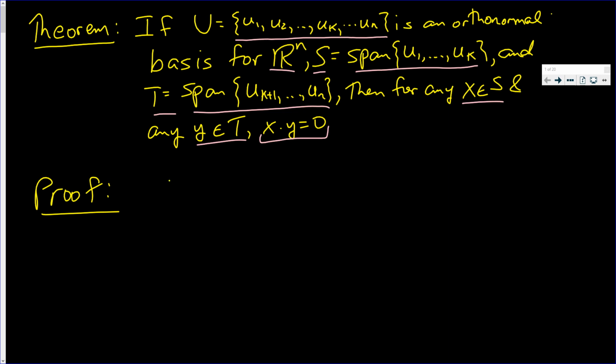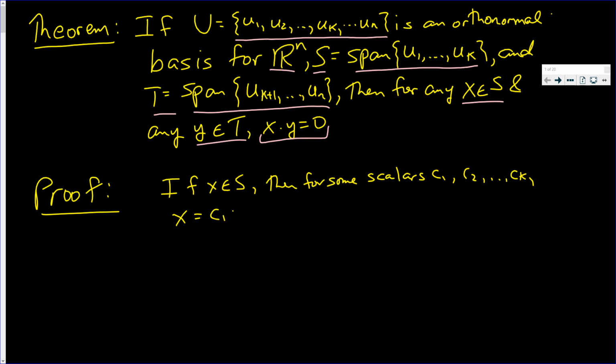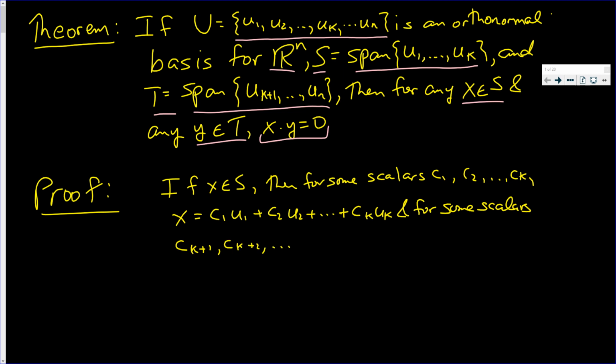Okay, so if x is in the span of S, then for some scalars C1, C2, up to Ck, x is equal to C1U1 plus C2U2 all the way down to C sub k U sub k, and for some scalars C sub k plus 1, C sub k plus 2, all the way down to C sub n, y is C sub k plus 1 U sub k plus 1, plus C sub k plus 2 U sub k plus 2, all the way until C n U n.